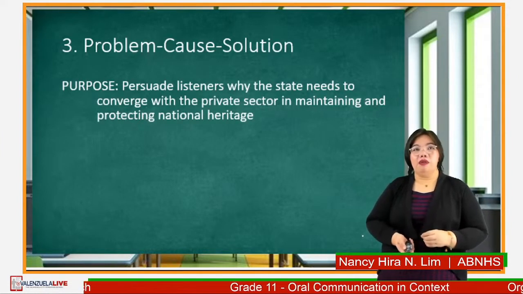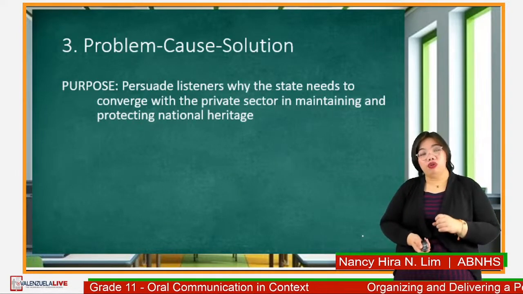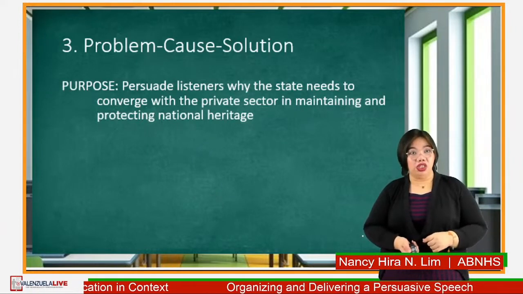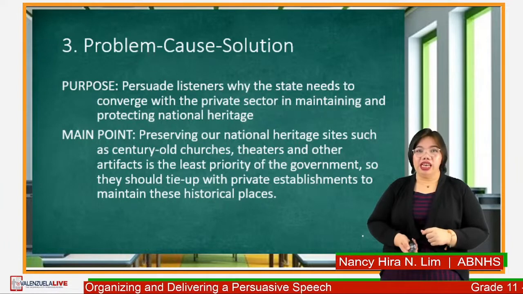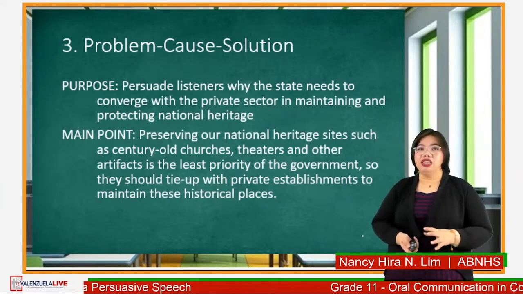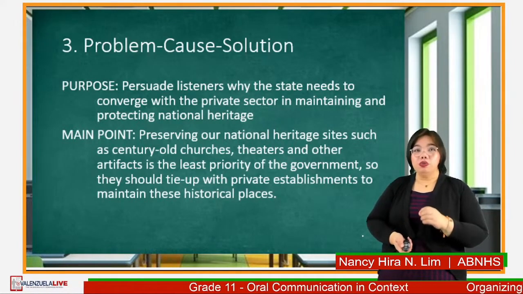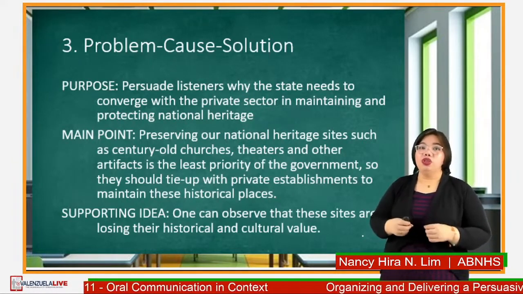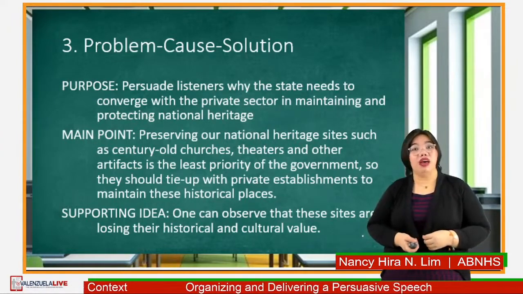So for the example, for the purpose, persuade listeners why the state needs to converge with the private sector in maintaining and protecting national heritage. For the main point, preserving our national heritage sites such as century-old churches, theaters, and other artifacts is the least priority of the government. So they should tie up with private establishments to maintain these historical places. For the support idea, one can observe that these sites are losing their historical and cultural value.